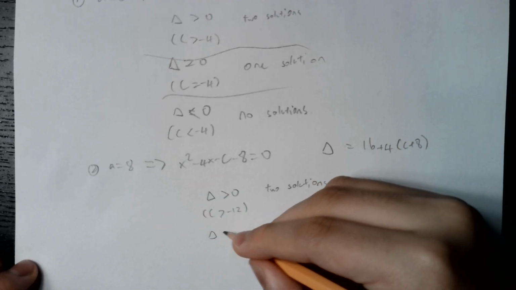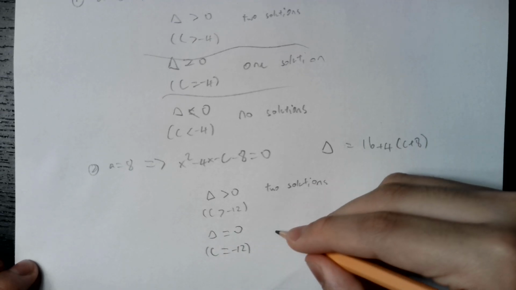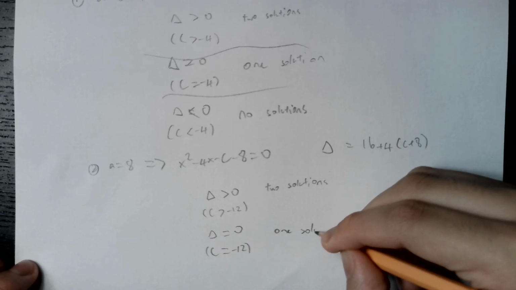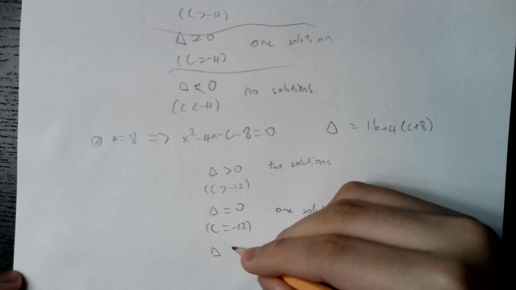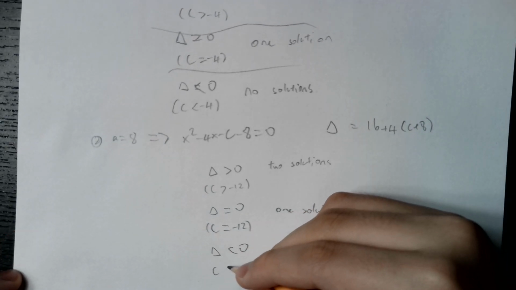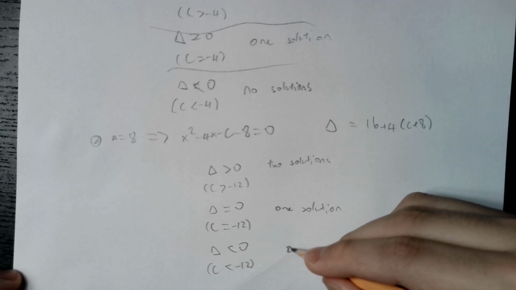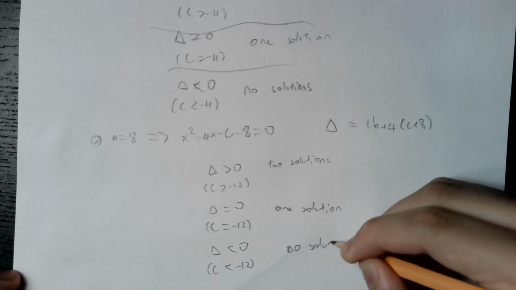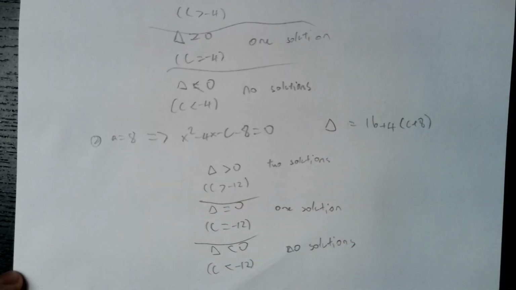If the discriminant is equal to 0 and c is equal to -12, then we have one solution. And finally, if the discriminant is going to be smaller than 0, c is going to be smaller than -12. And this is where you get no solutions, or 0 solutions. Now the reason why we did this is because of the ranges here.